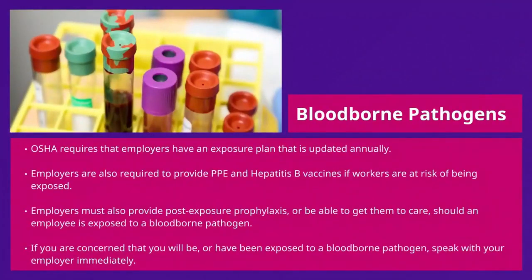Now, bloodborne pathogens. OSHA requires that employers have an exposure plan that is updated annually for bloodborne pathogens. Employers are also required to provide PPE, or personal protective equipment, and hepatitis B vaccines if workers are at risk of being exposed.